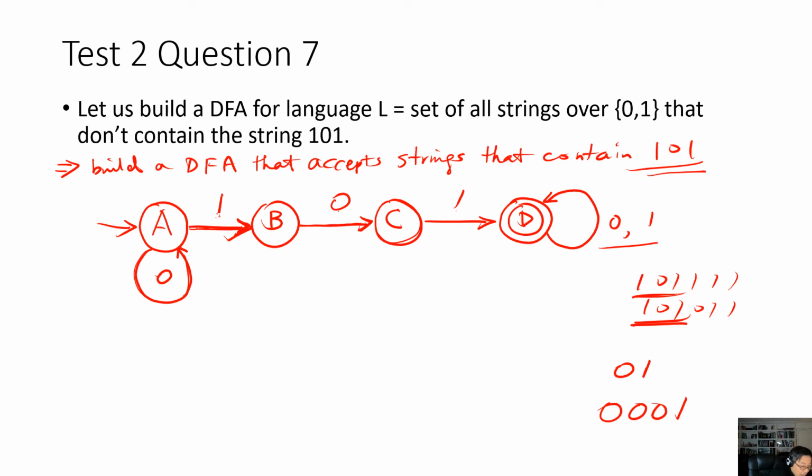But what about if the next input is 1 at the state B? That's fine. We can stay at B until the next input is 0, then we go to state C. Now if we are in state C, that means it's one step closer to the accepting state. If the next input is 1, then we go to the accepting state. But what about if the next input is 0?